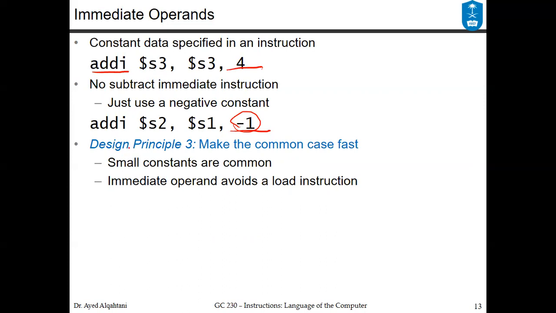This leads us to design principle number 3. You should make the common case as fast as possible. Small constants are common to use, so put them as immediate values and use immediate operands. You could use the immediate instructions that have the immediate value to facilitate this.